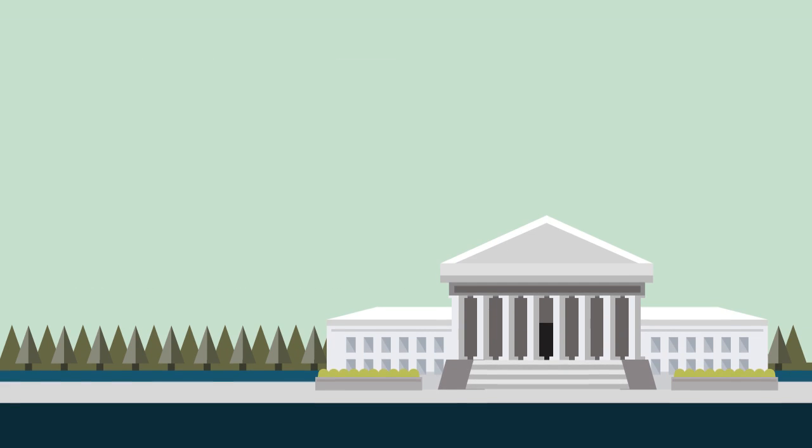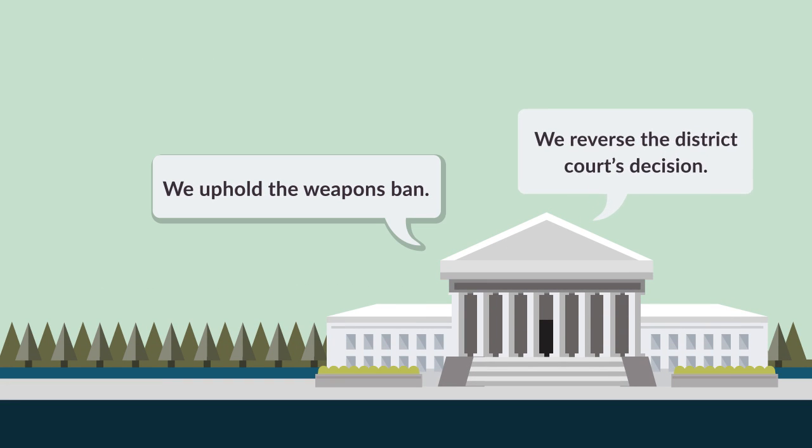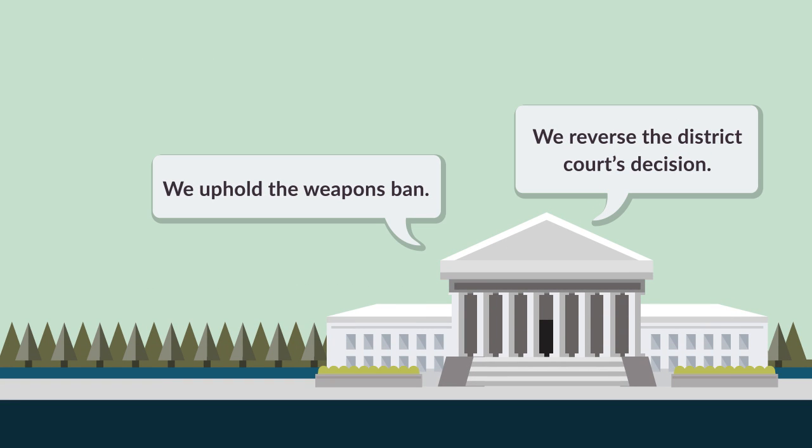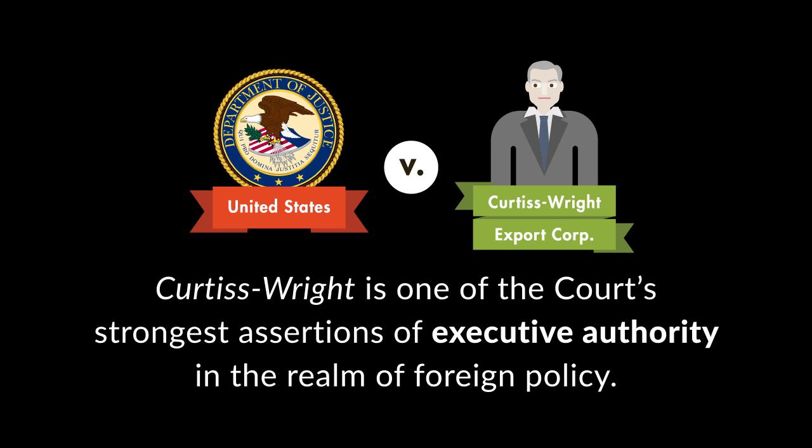The court upheld the weapons ban, reversed the decision of the district court, and remanded the case for further proceedings. United States versus Curtiss-Wright Export Corp remains among the Supreme Court's strongest declarations of the President's power over international affairs and is routinely cited to bolster executive authority in the realm of foreign policy.